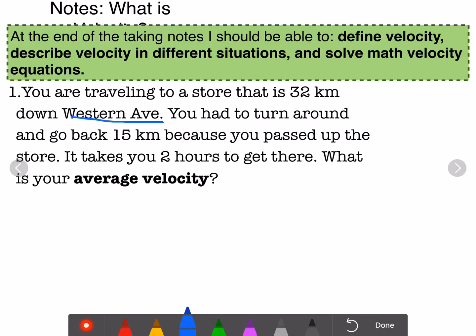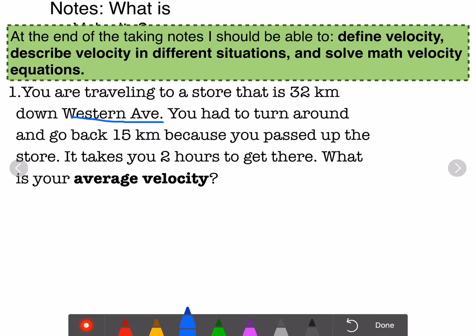You had to turn around and go back 15 kilometers before you passed up the store. It takes you 2 hours to get there. What is your average velocity? Well, first, let's write out our equation, figure out which numbers go to which variables, and then let's solve.